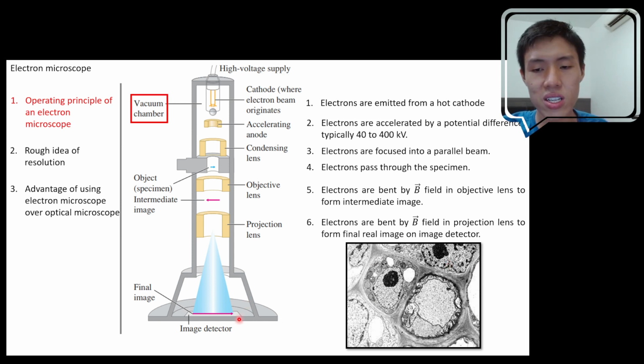Usually this kind of image detector is not something like an X-ray. With X-ray, you pass the X-ray through, then you can take the film and read it immediately. But for an electron microscope, there's a detector which is connected to a computer. From there, they are able to generate the image.